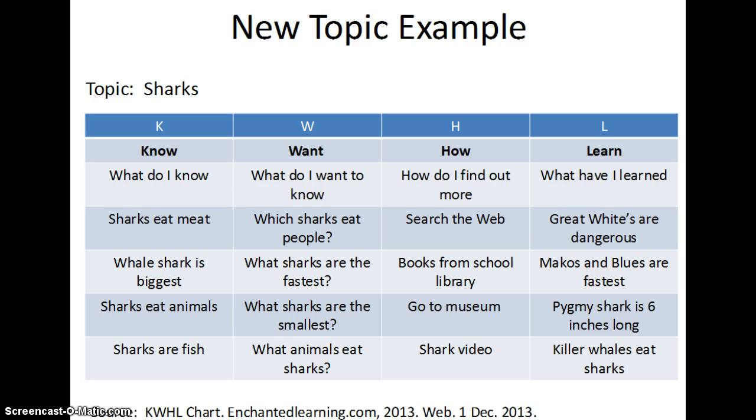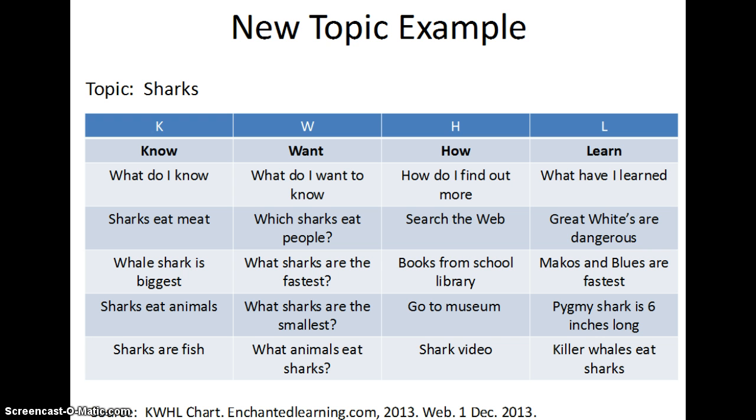What do we want to know about sharks? Which sharks eat people? What sharks are the fastest? What sharks are the smallest? And what animals eat sharks? Okay, so how are we going to find this out? Maybe we can search the web or go to the school library. We could go to a museum or maybe even watch a shark video. After the lesson is completed, then comes the answering of those questions into that learning column.